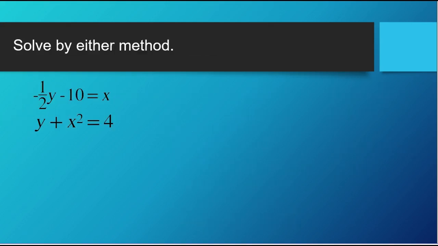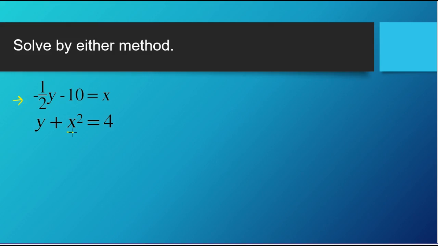So here's an example of an equation that we could solve by either method. You can see that already the first equation is solved for x. So we could substitute this expression in for x in the second equation. But notice we'd have to square it. And I'm not sure that squaring -1/2 y minus 10 would be so much fun. You can, and it would work as long as you're really careful.